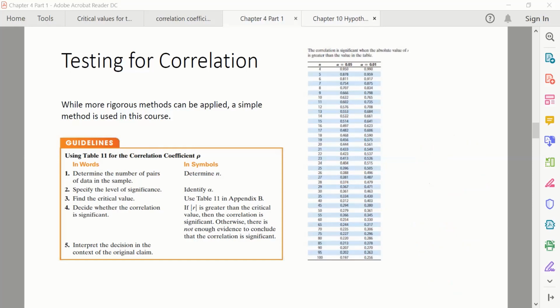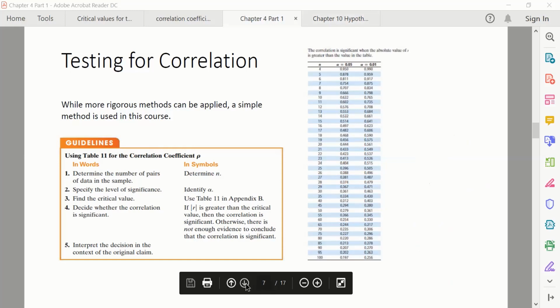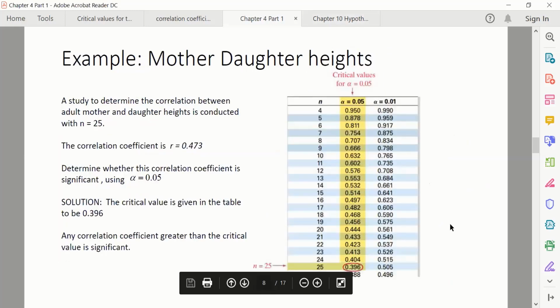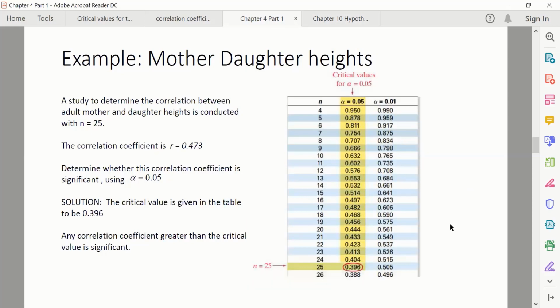So let's look at a specific example. A study is done to determine the correlation between adult mother and daughter heights, and it's conducted with n equals 25, so a sample size of 25. And using StatCrunch or something similar, they get R equals 0.473. You don't think of 0.473 as great, it's okay. It's kind of in the middle between 0 and 1.